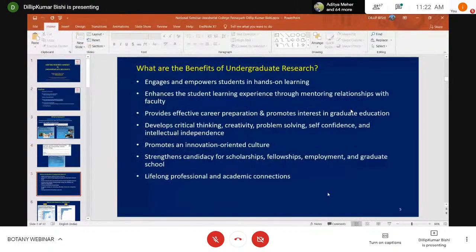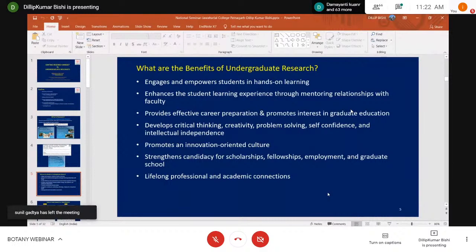So what are the benefits of undergraduate research? Why should some students take up undergraduate research at BSc level? It will help in engaging and empowering the students in specific skill settings, that is, hands-on learning on a particular topic, may it be botany, zoology, or biotechnology. It can also help develop experience in learning and a mentoring relationship with the faculty. They can learn from their supervisors how exactly research is done, what skill set the teacher has, and how he has developed as a researcher or an academician.